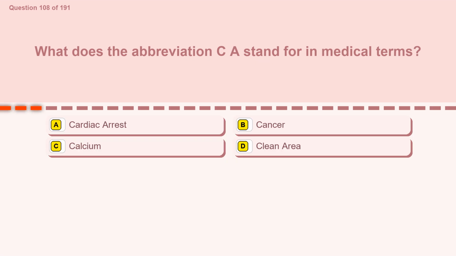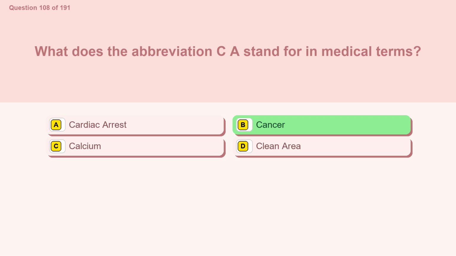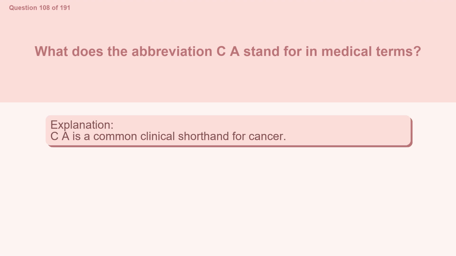Question 108. What does the abbreviation CA stand for in medical terms? Option A, cardiac arrest. Option B, cancer. Option C, calcium. Option D, clean area. The correct answer is option B, cancer. CA is a common clinical shorthand for cancer.